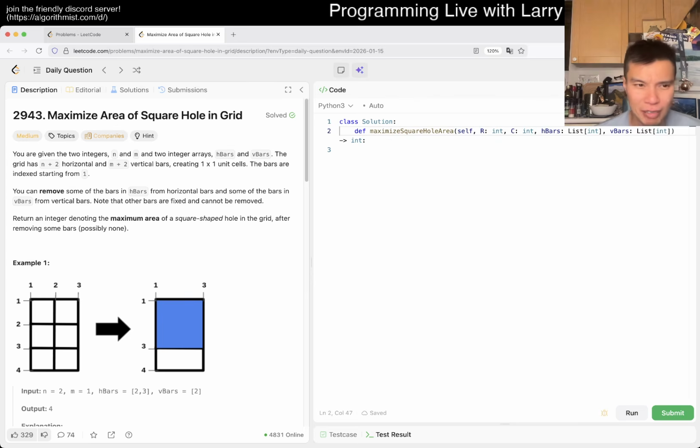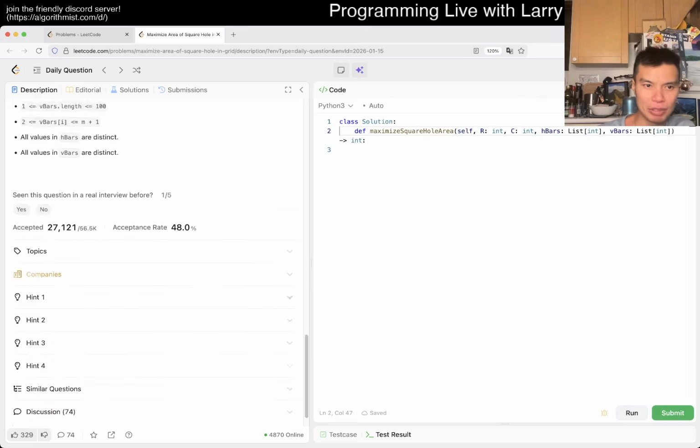Actually, maybe I lied about that one. Hang on. Maybe I did lie about that, because it's a square. If it's rectangular, then it doesn't matter because you're trying to maximize height times width, and that means maximizing height and then maximizing width independently, right? But for this one, square, I don't know. I mean, it's still pretty straightforward.